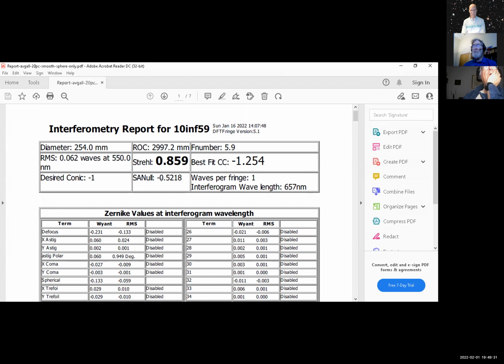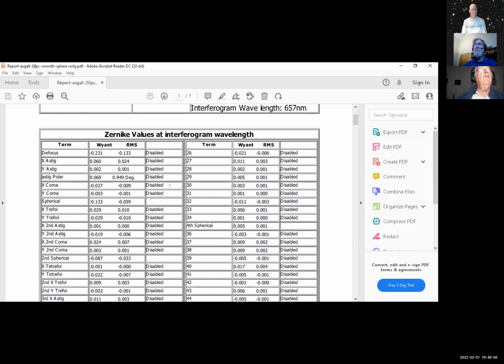And so when you put this number together, the 254 millimeters with the 297, you have a null here, a number that tells you what the difference is between a sphere and a parabola is. So we go down here, you can see on defocus, I had very little defocus. I had less than a wavelength.